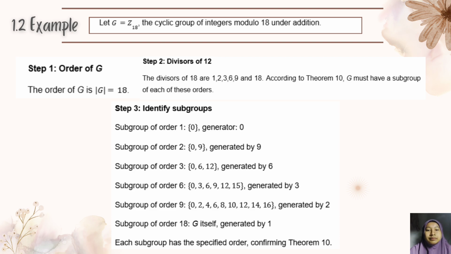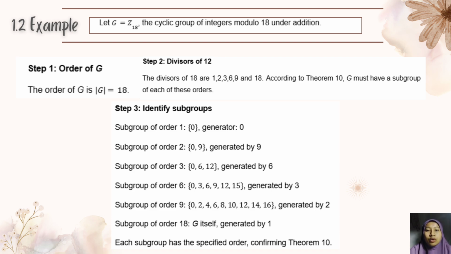Next is the example. We let G be Z18, the cyclic group of integers modulo 18 under addition. Step 1 is finding the order of G. The order of G is 18. Step 2, the divisors of 18 are 1, 2, 3, 6, 9 and 18. According to Theorem 10, G must have a subgroup of each of these orders.